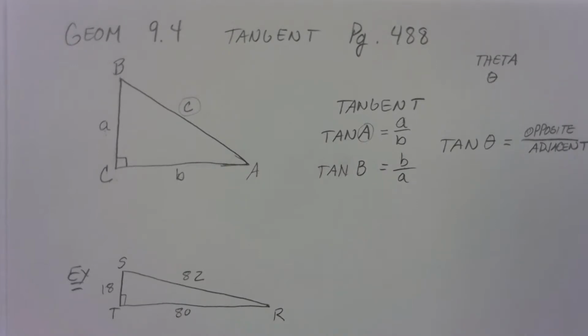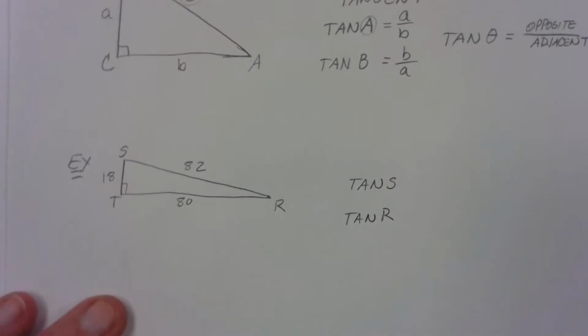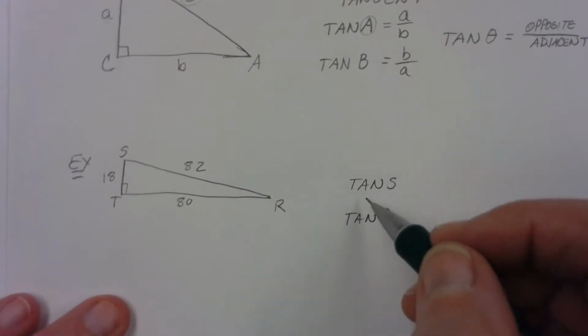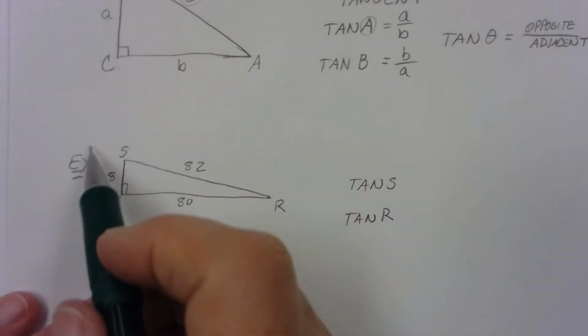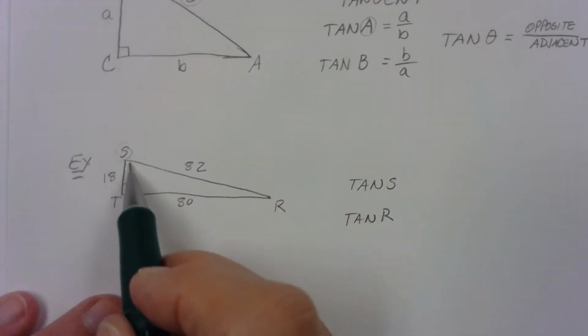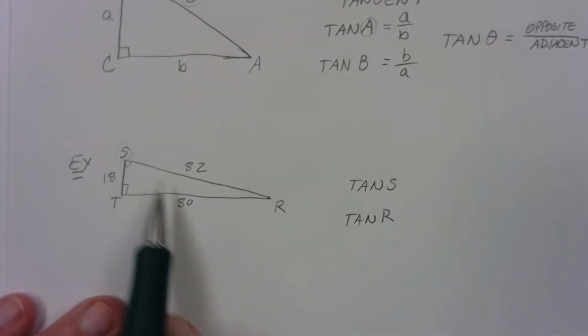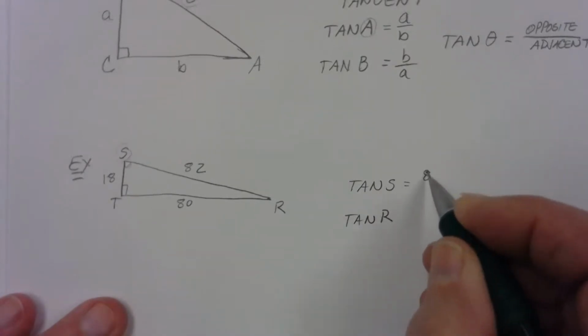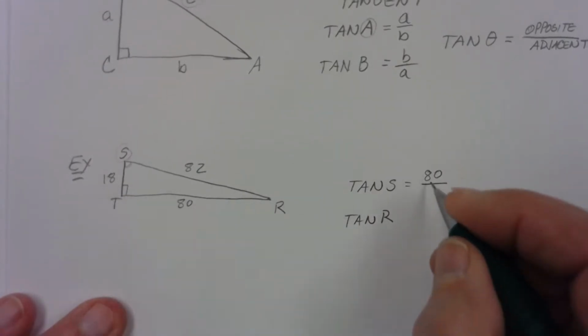Here's what it says: find the tangent of S and the tangent of R. Tangent of S, tangent of R. There we go. Now you can see it. So what I do is I look at the tangent of S. I look for S. There's S right there, this S angle. I want to go opposite 80 over adjacent 18.